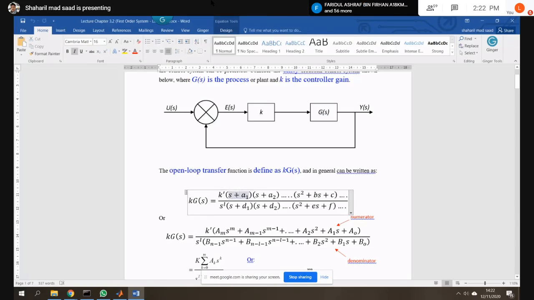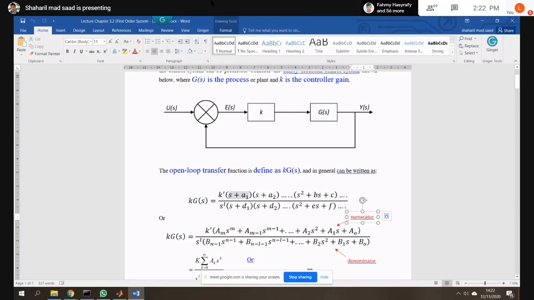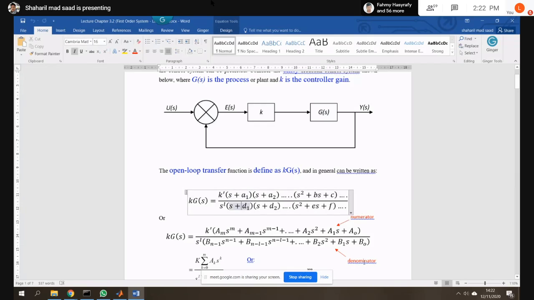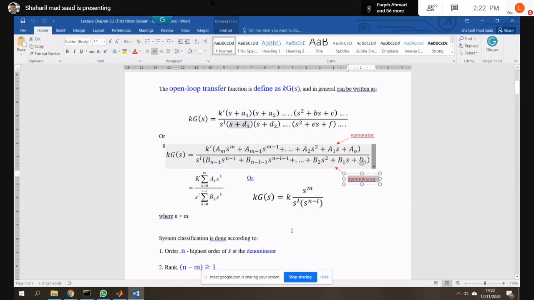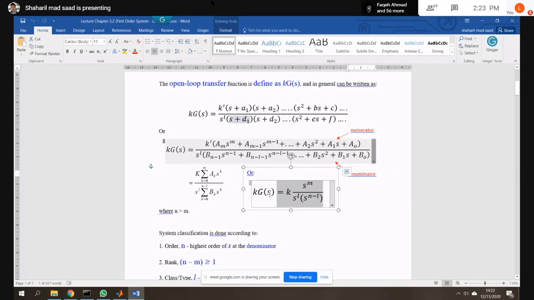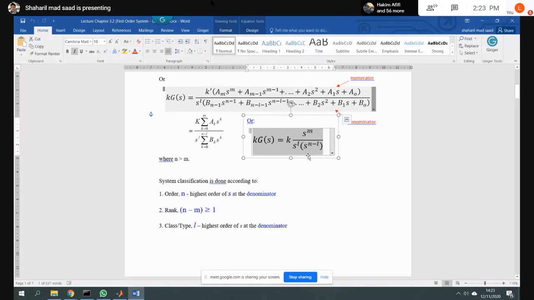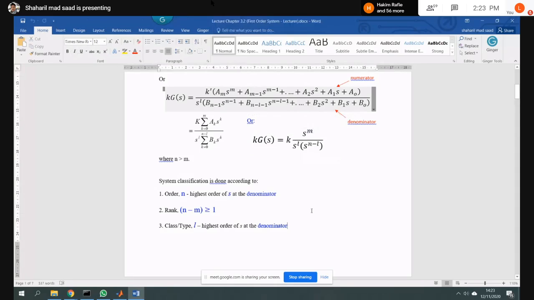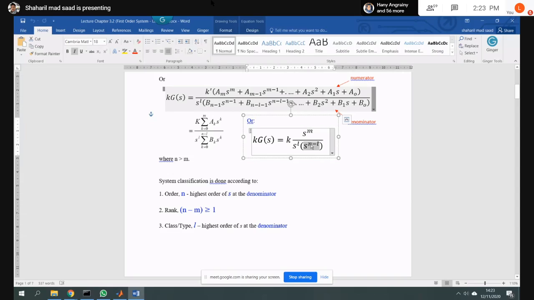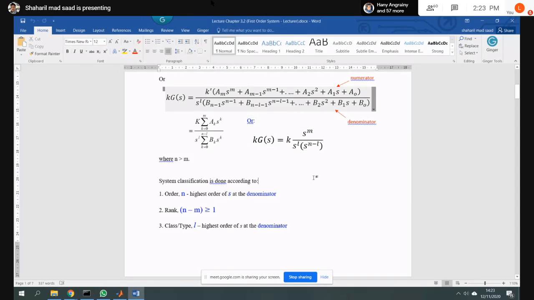So it can be written like this, K something. So this is the roots for the numerator, and also the bottom one is for the denominator. Or we can simplify it like this, okay? KG equal to K times S power of M, right? Divided by S power of L and so on. So what does this M mean, right? This M is used to find the rank, okay? So the most important thing is N, right? The order of the system, okay? For this chapter, we will learn about first order, second order, right? Third order, fourth order, and fifth order, right?